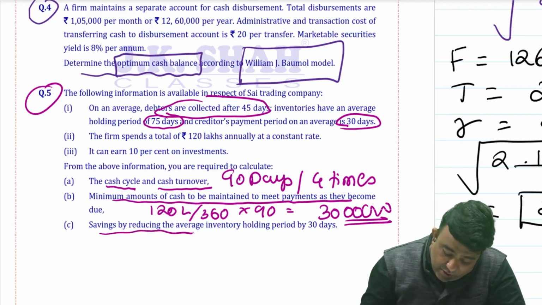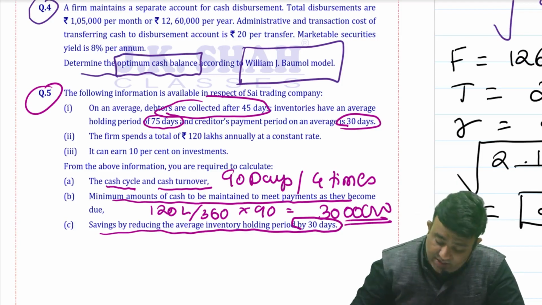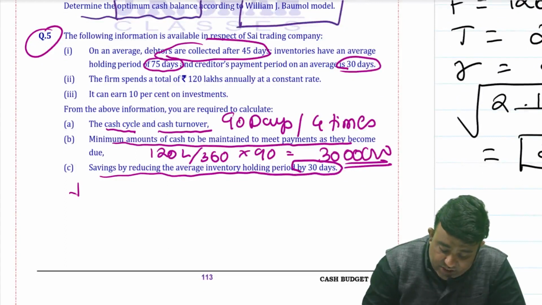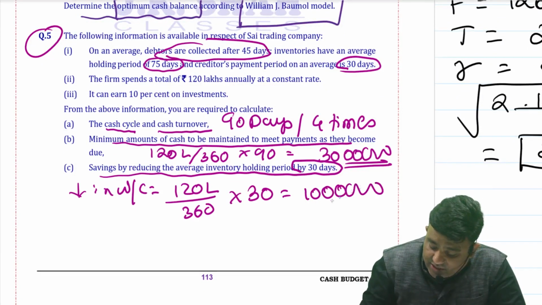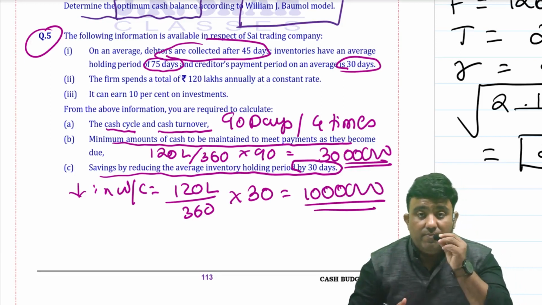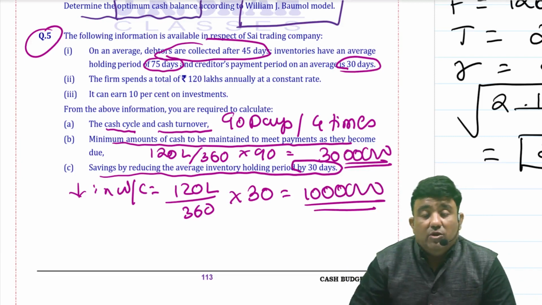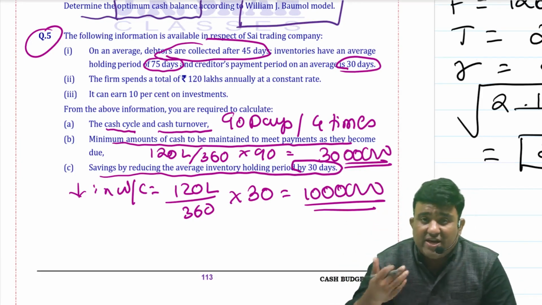And savings by reducing average holding period by 30 days. So in this case, your revised operating cycle can be computed. But this time I can give you a shortcut, that reduction in working capital will be directly taken as 120 lakh divided by 360. And what is the reduction in operating cycle? 30 days. So I can directly say 10 lakh is the reduction in working capital. Else, you have to calculate new operating cycle, new working capital. New working capital will come to 20 lakh. So 30 minus 20 will be 10 lakh. I have directly calculated it.